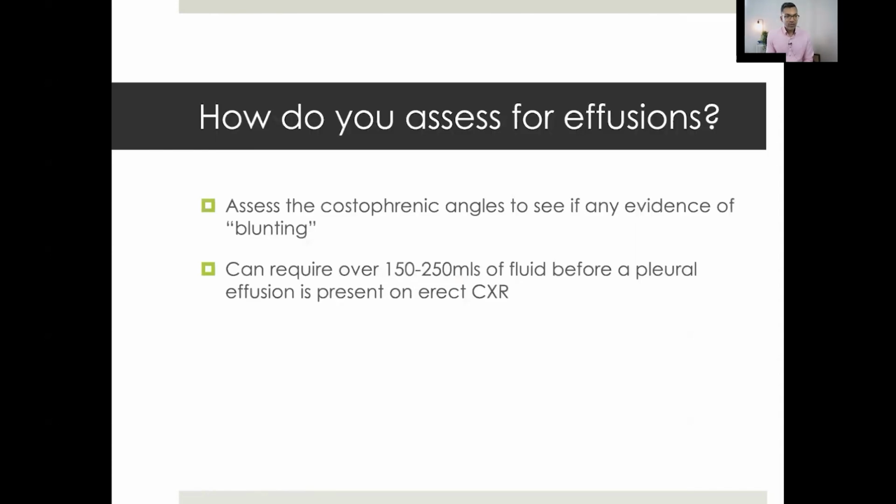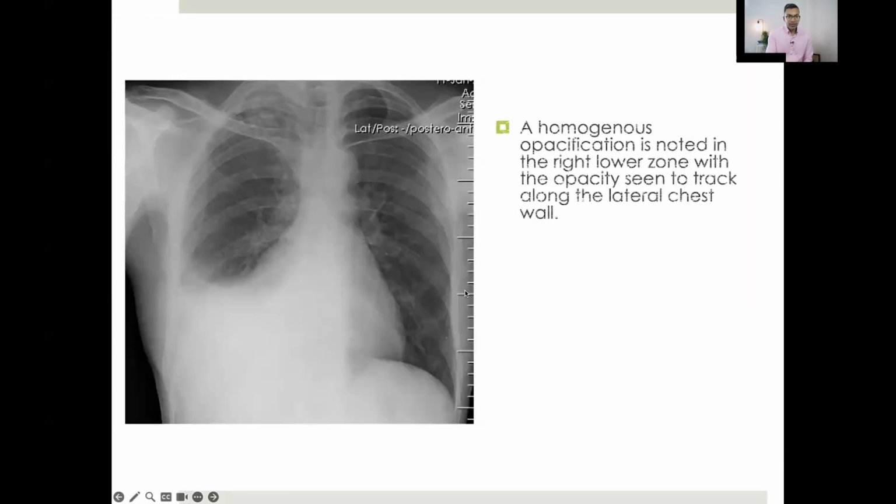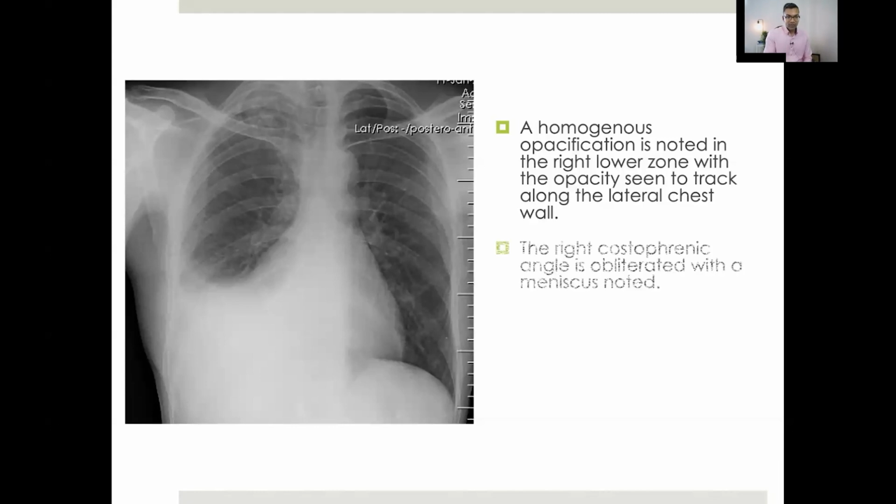How do you assess for effusion? So assess the costophrenic angle, see if there's any blunting. And just know you need quite a bit of fluid before any pleural effusion is present on an erect chest X-ray. And that's a classic example. You've got a bit of a meniscus forming there as well. So homogeneous opacification is noted in the right lower zone with the opacity seen to track along the lateral chest wall. The right costophrenic angle is obliterated with a meniscus noted. Findings are suggestive of right-sided pleural effusion.